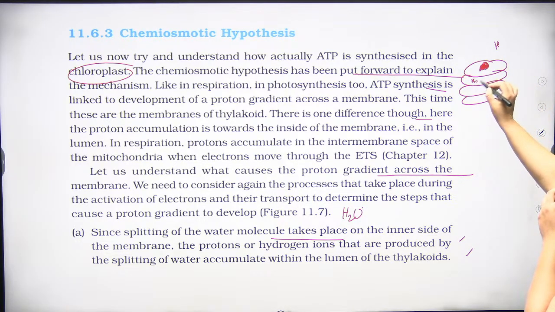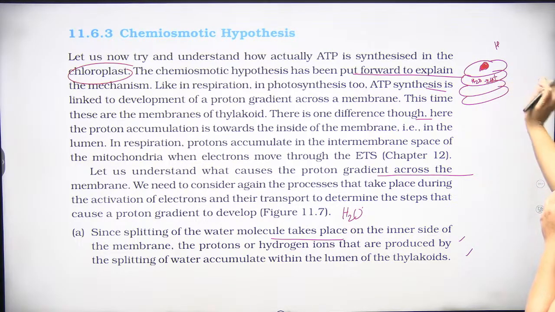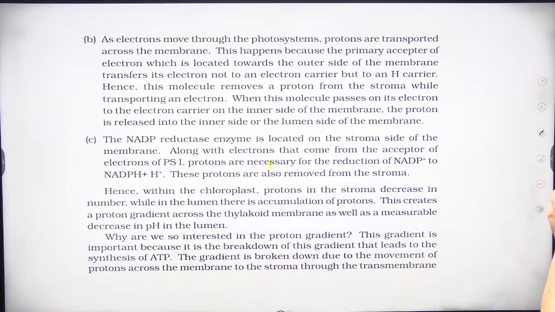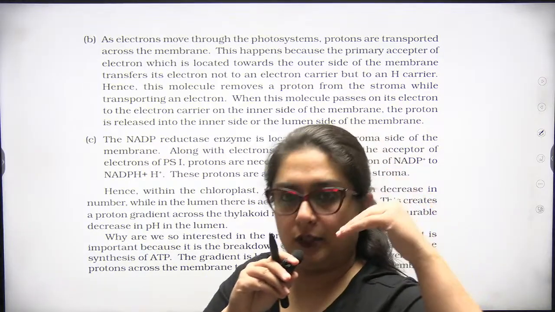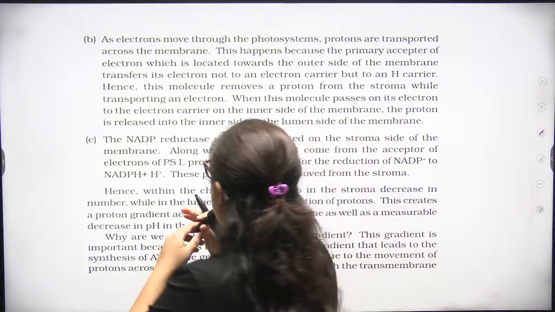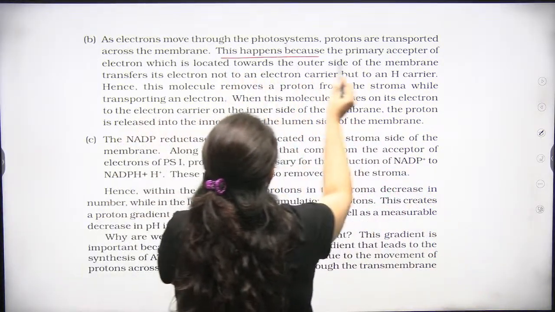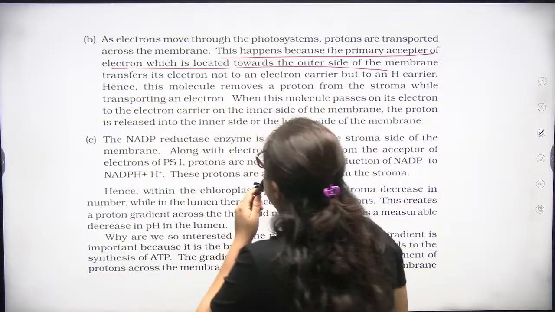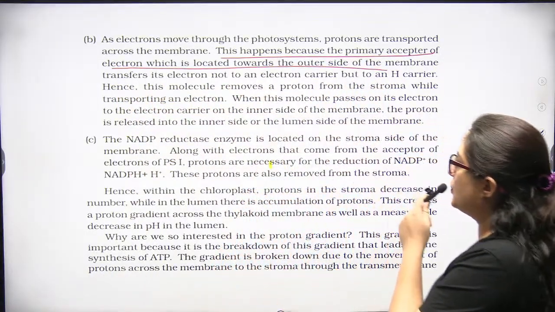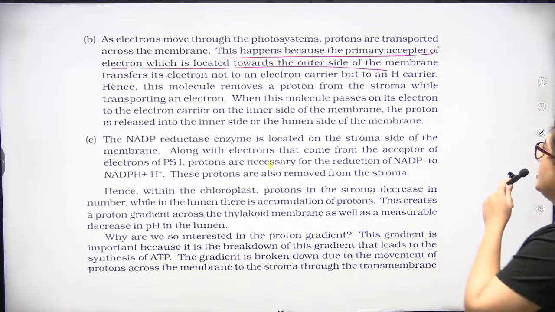Splitting of water is occurring, and H plus ions are accumulating. As electrons move through the photosystem, protons are transported across the membrane. The membrane is allowing the transport. This happens because the primary acceptor of electrons, which is located towards the outer side of the membrane, transfers electrons not to an electron carrier but to an H carrier.